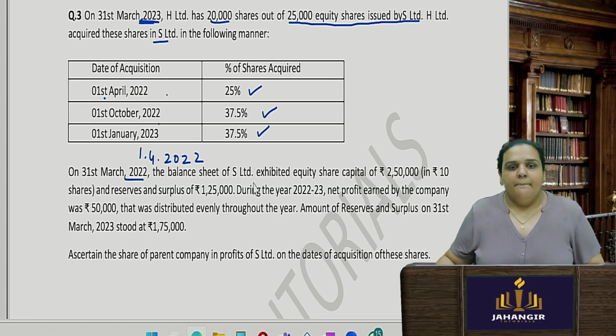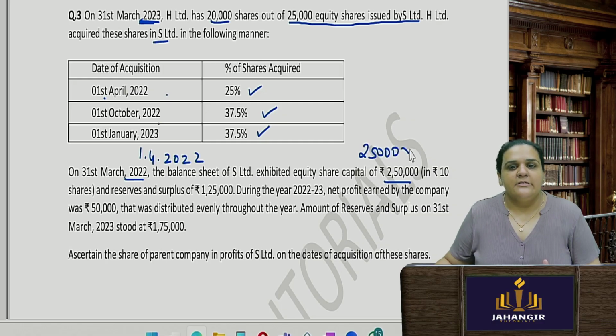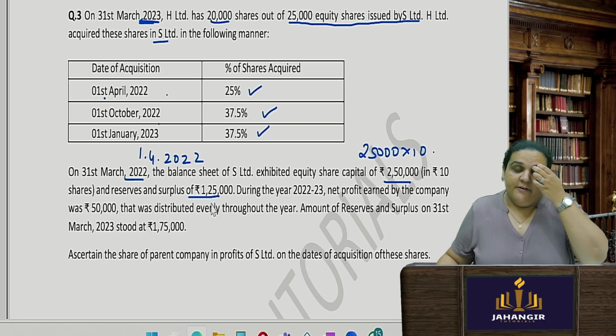Opening balance sheet of S. Closing will become opening. Equity share capital of rupees 2,50,000. Why? Because they have told me 25,000 shares of rupees 10 each. And reserve and surplus was 1,25,000.